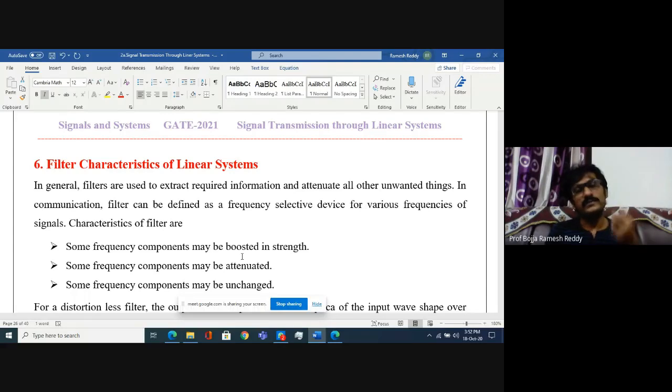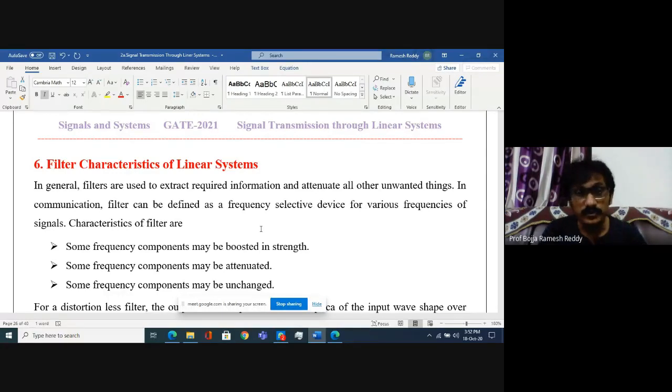If you want low frequency signals, you can go for a low pass filter. To get high frequency signals, go for high pass filters. A filter can be defined as a frequency selective device. You can choose frequencies from any filter for various frequencies. Then what are the characteristics of a filter? What happens if a filter is used?